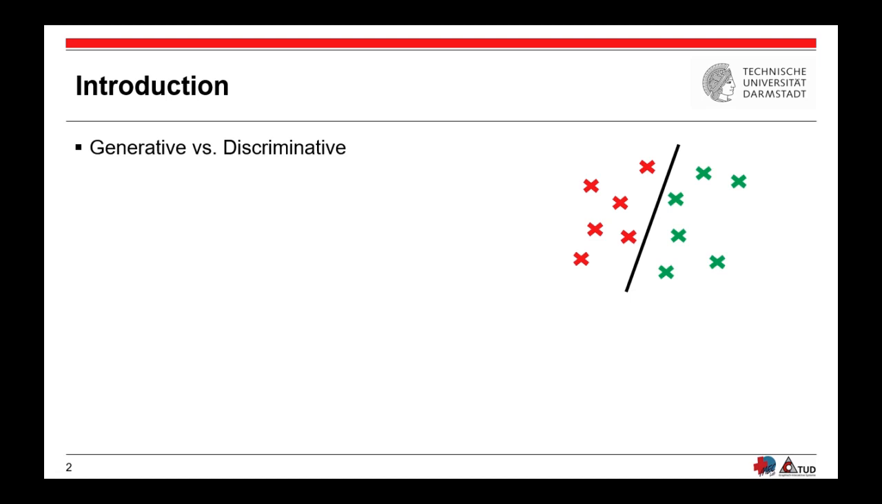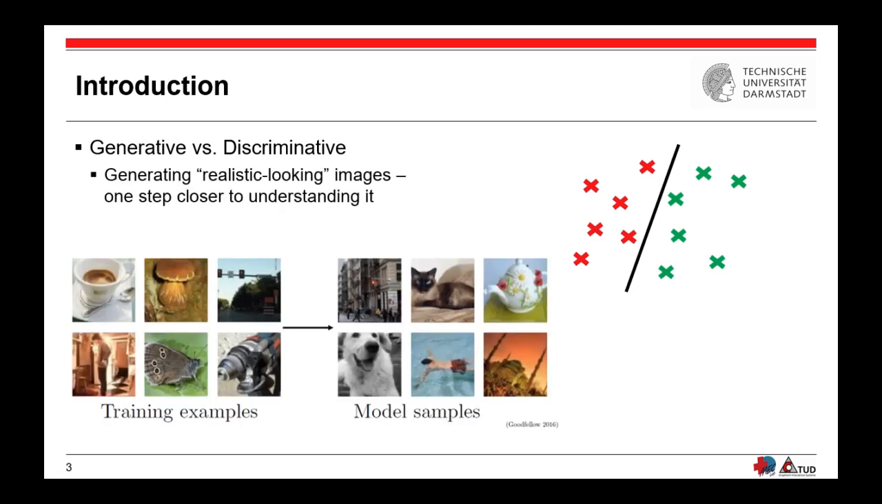And all the convolutional neural network success in classification problems, in object detection problems, these happen mainly towards discriminative. Generative, on the other hand, is something much more interesting and much more difficult at the same time. The idea here comes from the fact that generating realistic looking images basically takes you one step closer to understanding it.